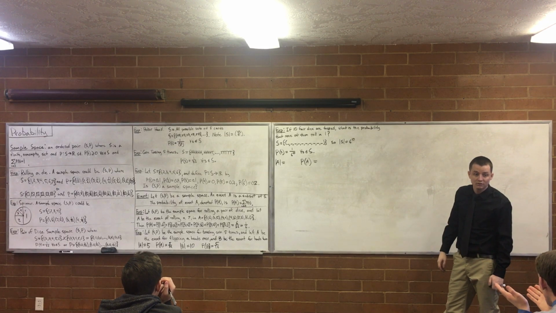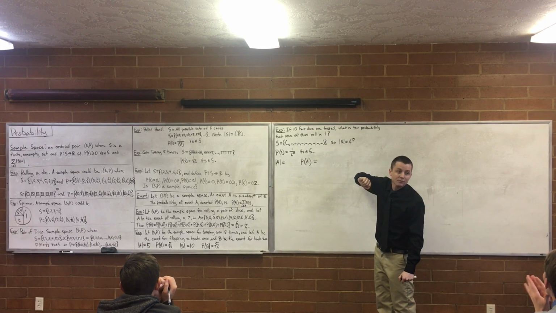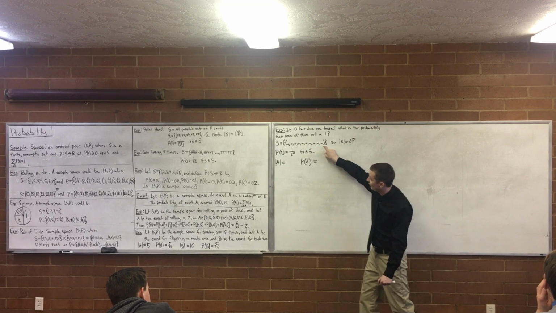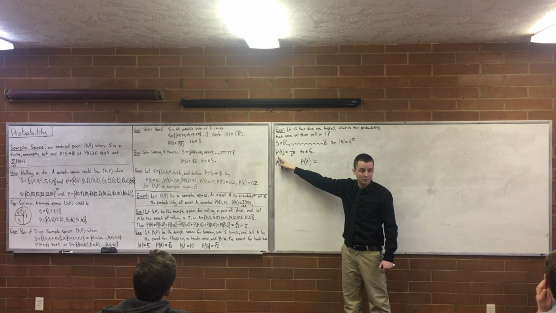Is that including 1? Yes. No, this is S. We haven't talked about the event A yet. That's the set of all possible outcomes, that's S. I'm just creating our sample space. Here's S. What is our probability function?